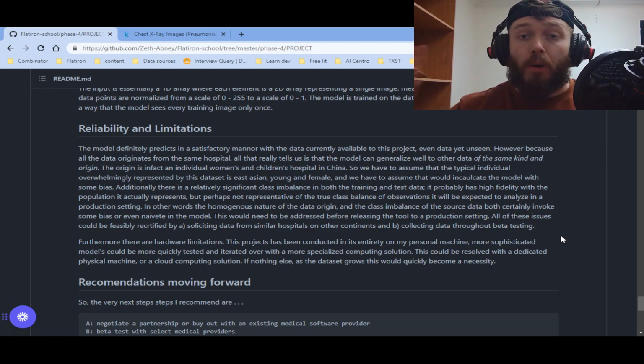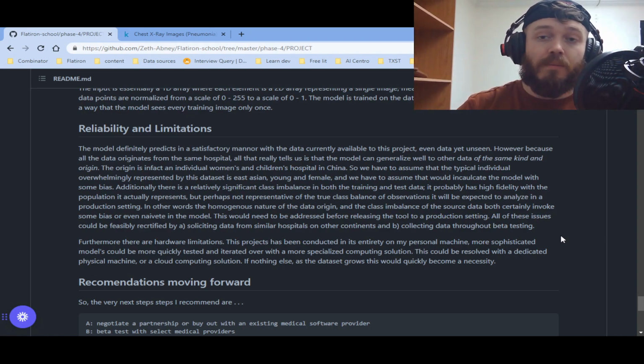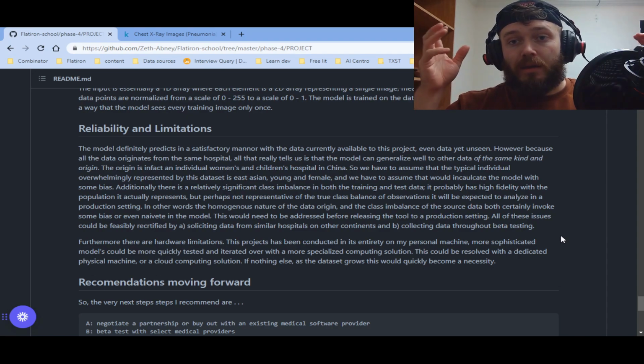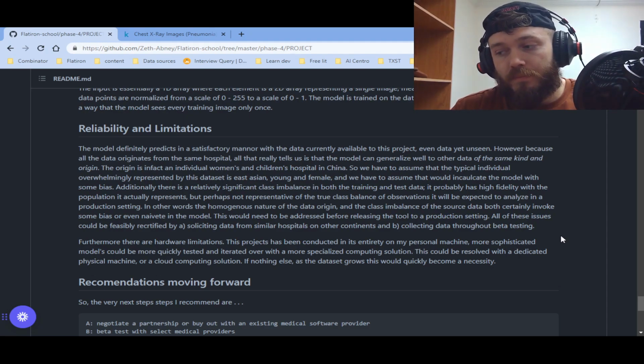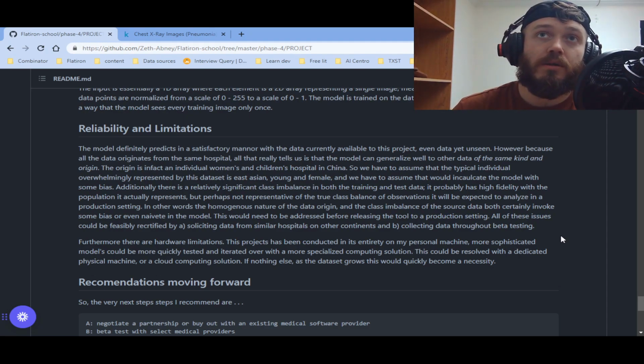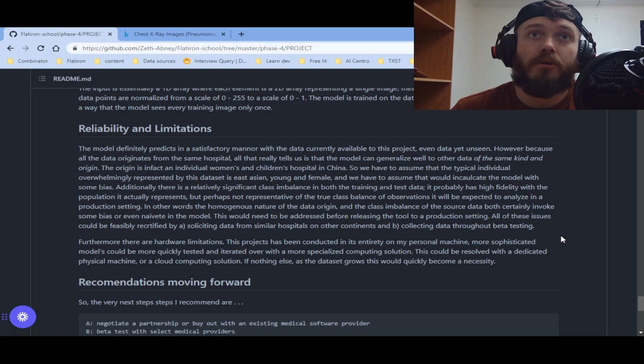I'm rambling. My point is that we need more data, and we need data from a more diverse ethnic background, or pool, so to speak, right? So that's a major limitation of the model.